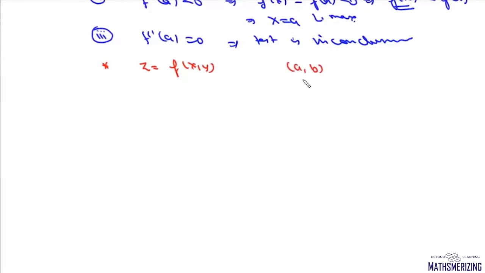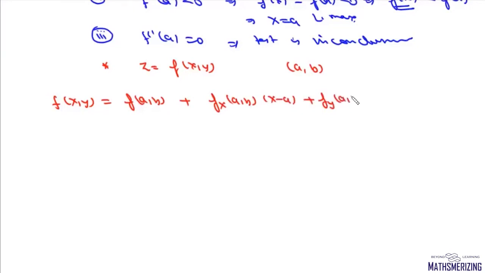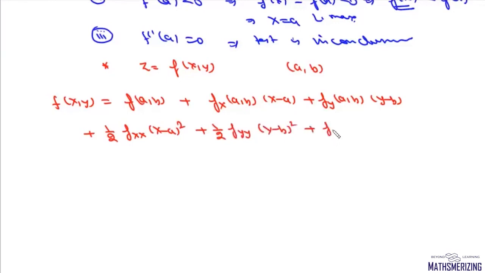Now again we'll use Taylor's expansion for two variables. So we can write f(x, y) equals f(a, b) plus fx(a, b) into (x minus a) plus fy(a, b) into (y minus b) plus 1 by 2 fxx (x minus a) square plus 1 by 2 fyy (y minus b) square plus fxy (x minus a)(y minus b), and this series will continue.